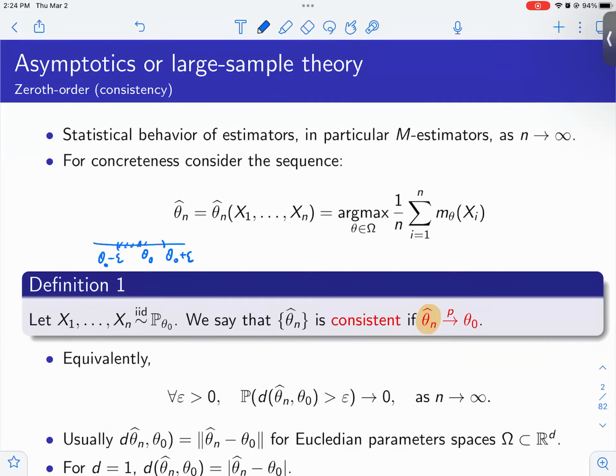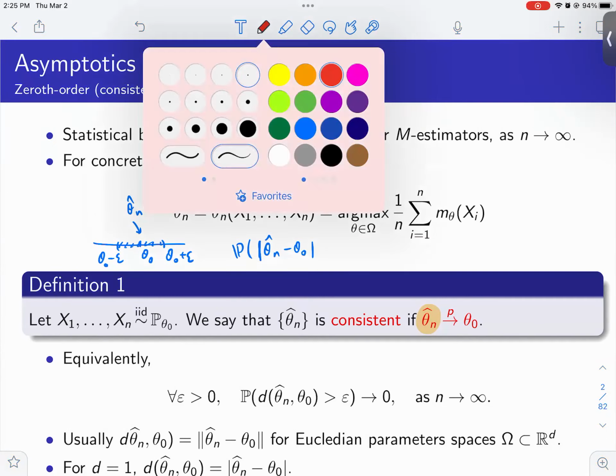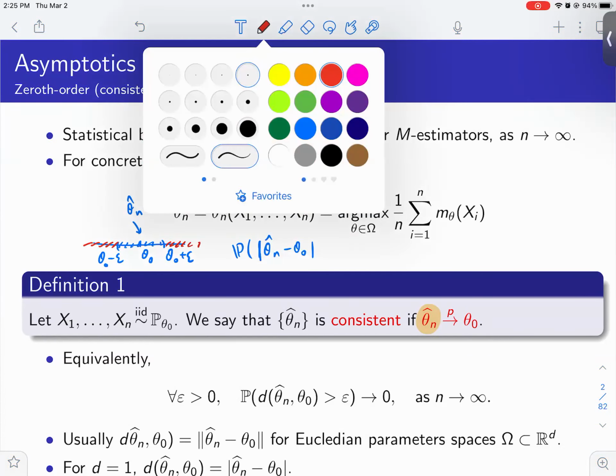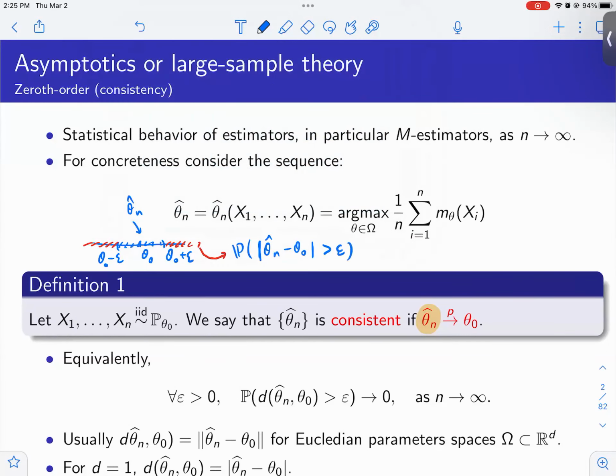So this interval. And then I calculate the probability that theta hat belongs to this, and this probability goes to zero. Okay, so the probability that theta hat n minus theta naught in absolute value is less than epsilon goes to 1. The complement goes to 0. So the chance that I'm outside here, the probability that this is bigger than epsilon, has to go to 0 as n goes to infinity.